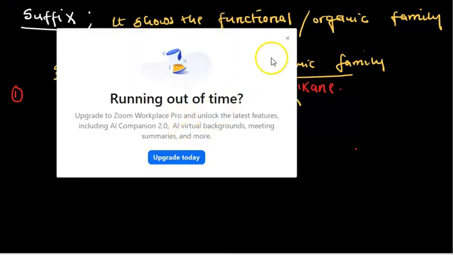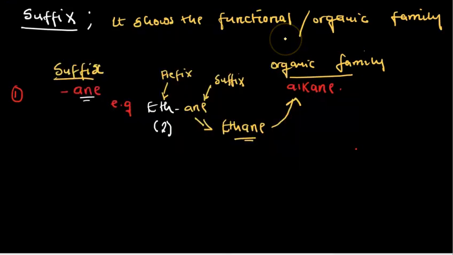How do we know that it is an alkane? Because of the ending of that name. The ending of that name will tell you whether it is an alkane or any other organic family. So if it is ending with A, N, E, just know that that is an alkane.